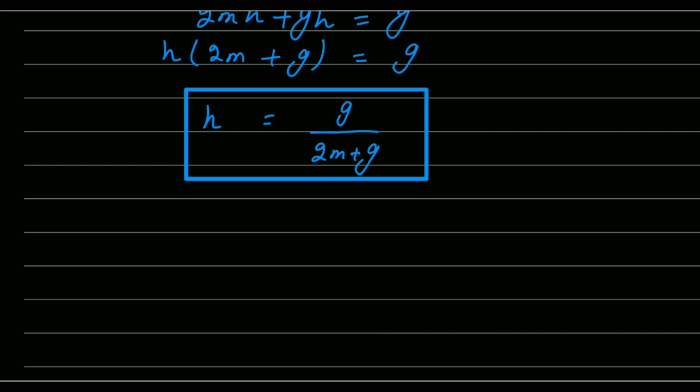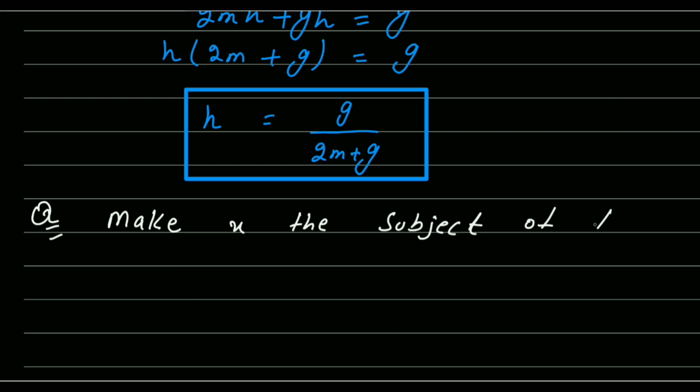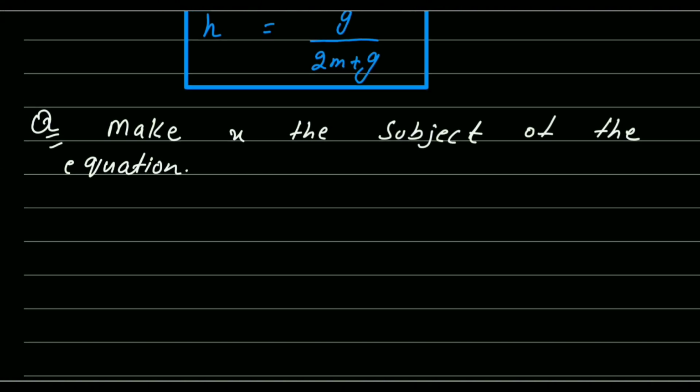So let's do some more examples. All these are past paper questions that I am solving. Make X the subject of the equation. So the equation is m is equal to 2p plus under root x over y.